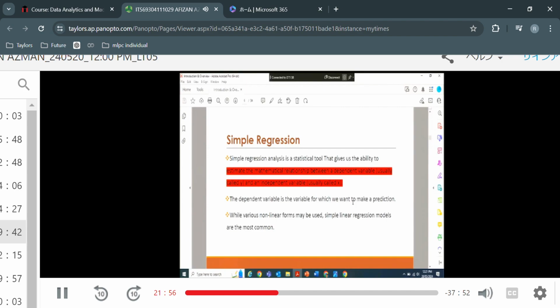What's the symbol for dependent variable? Y or X or M or C? Y. Okay. Shannon. Okay, Y is the dependent variable.